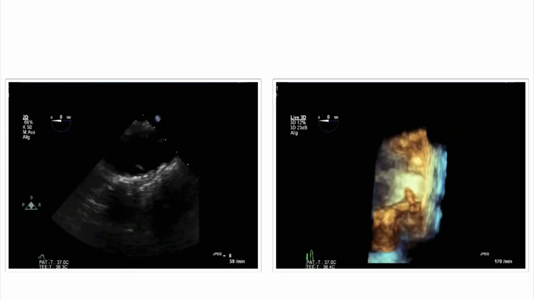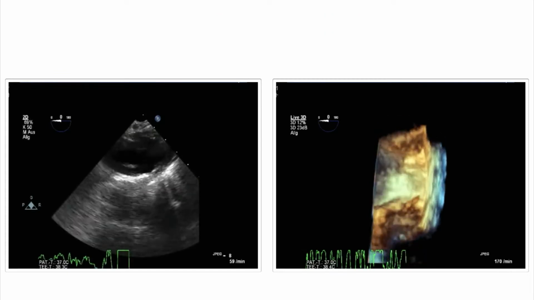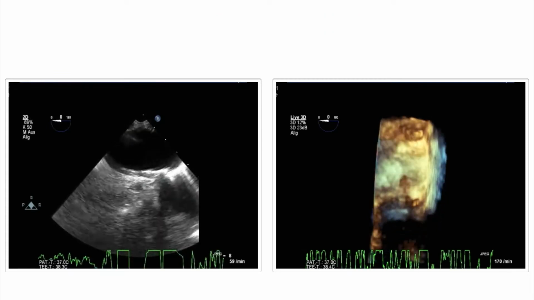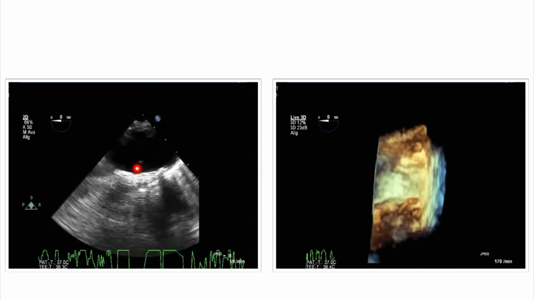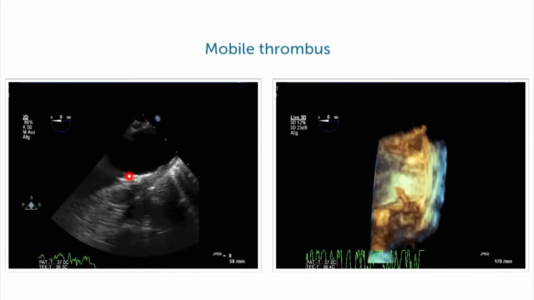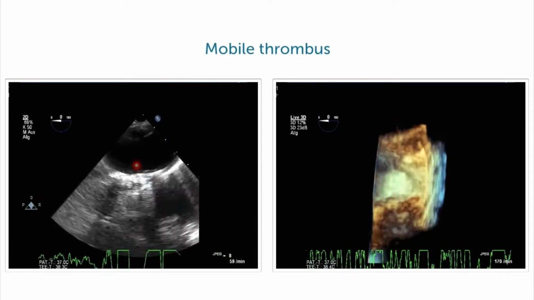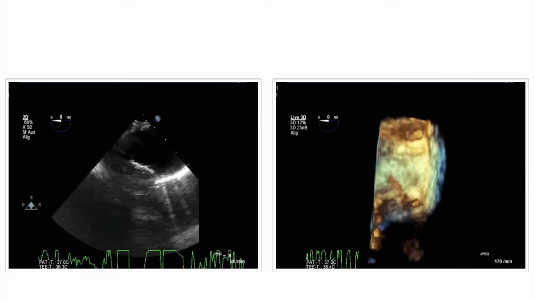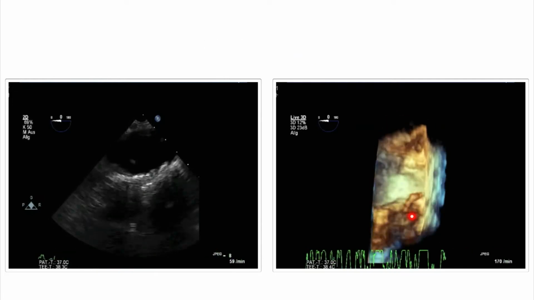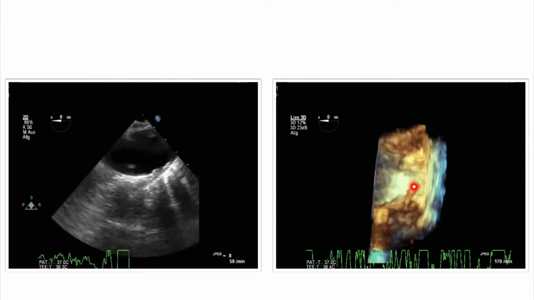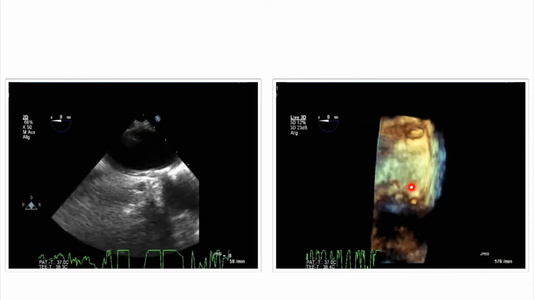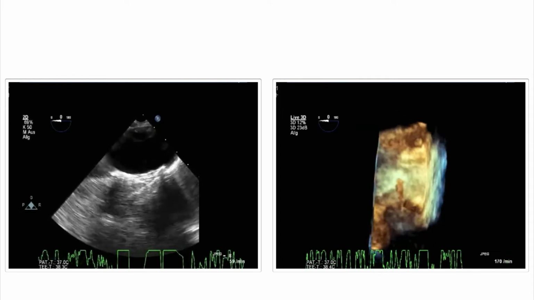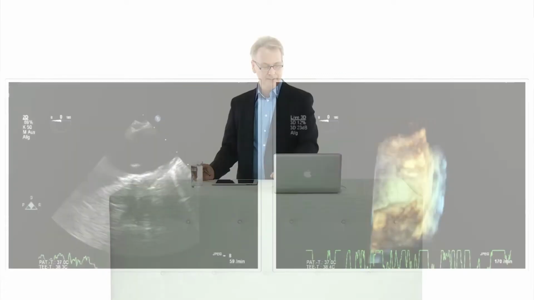What else? Well, sometimes you'll be surprised that you can find even very small little mobile structures on one of these plaques. And this is a beautiful example of how one can visualize that in a 3D image as well. Yeah, this is certainly something you don't want to have. Imagine this lodges and certainly would cause some form of embolism.